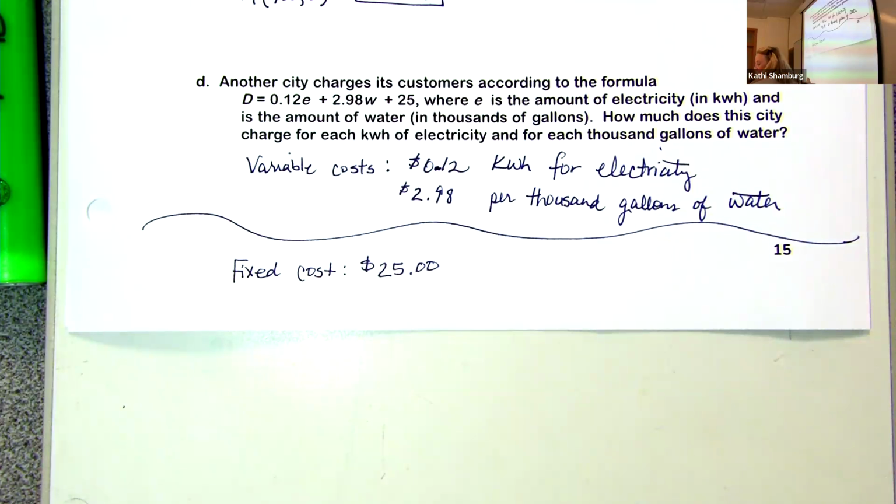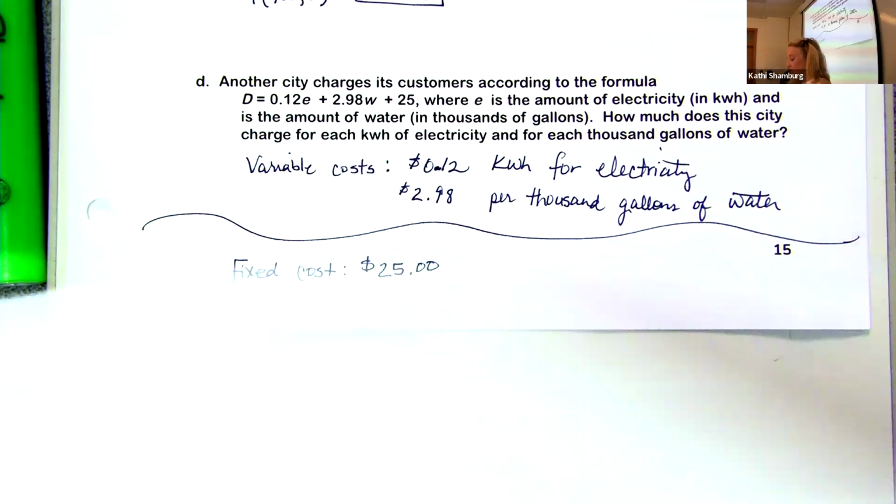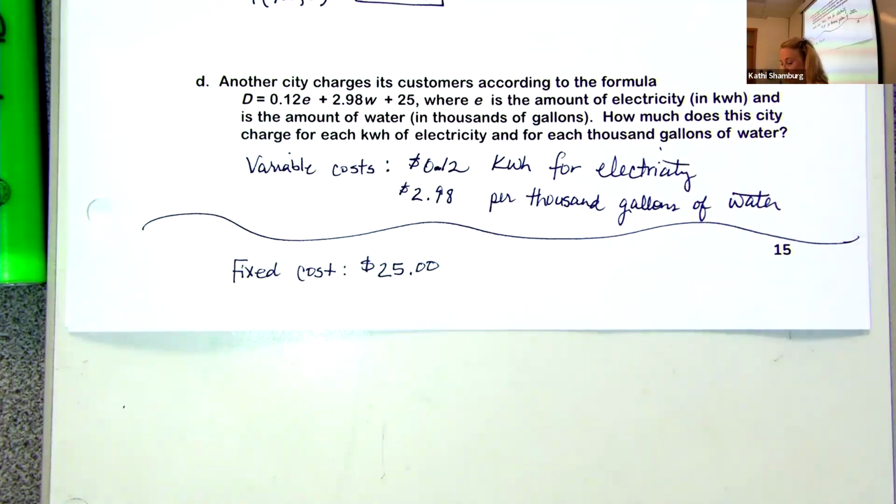D gave you a different formula, and so it asked for the variable costs. And so I did those. If you'll notice, I went ahead and gave the fixed cost as well. It did not ask for that in that particular one, but that could be a question you might see on the test. So I went ahead and did that.